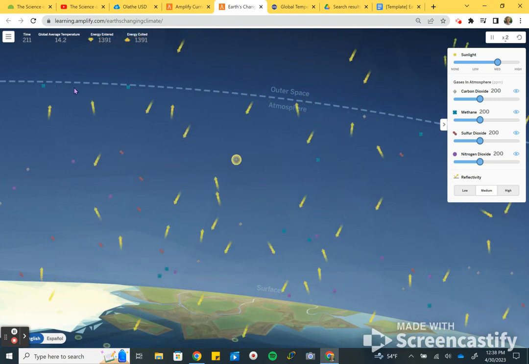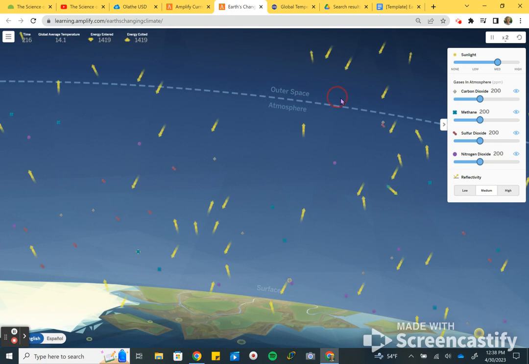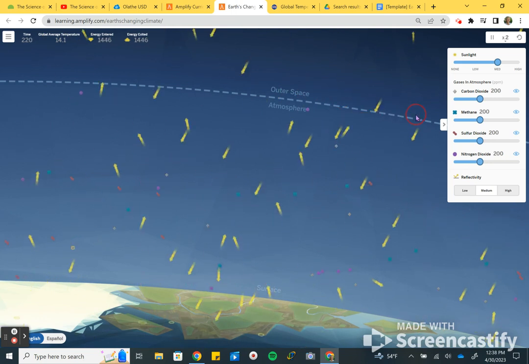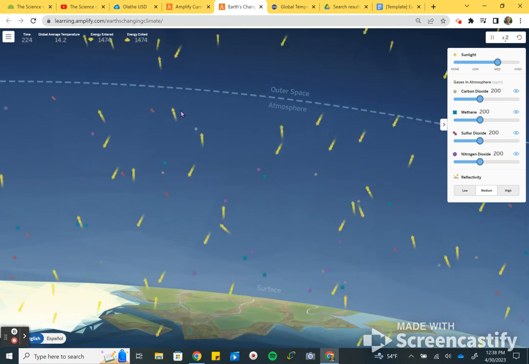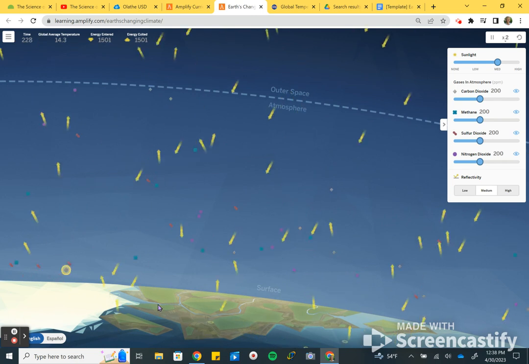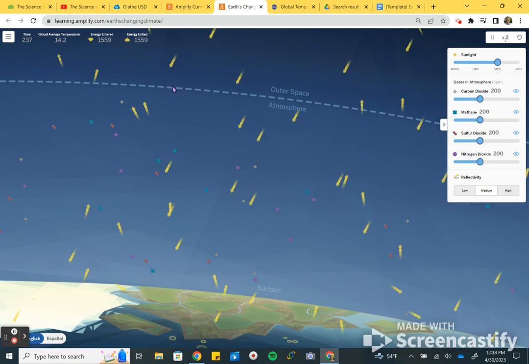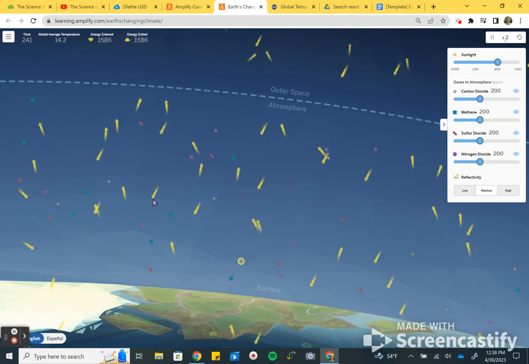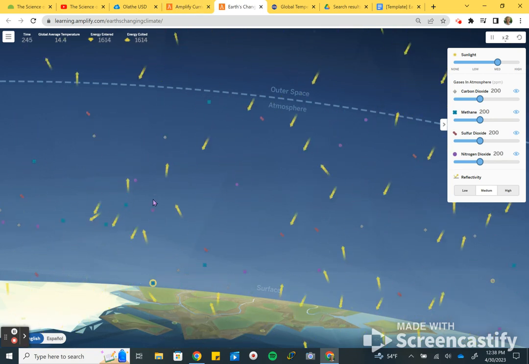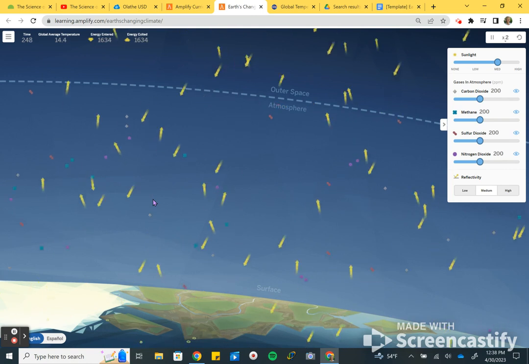Remember, the atmosphere line is the end of the Earth system. The Earth system includes Earth, the gases in the atmosphere, and all the energy entering and leaving that system. We can record different data like temperature of the Earth system.